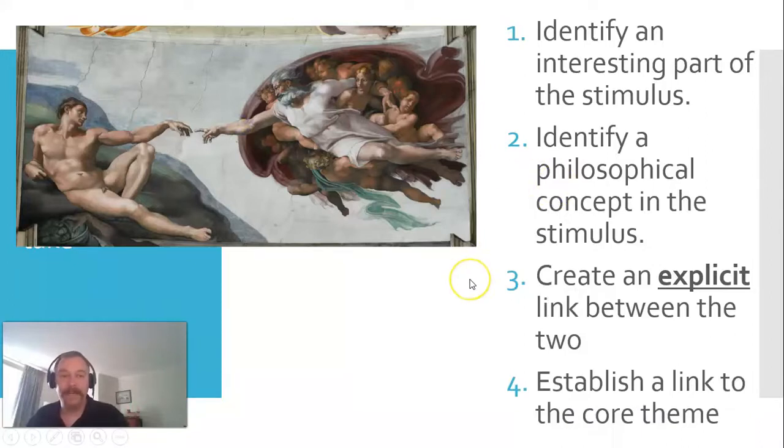And then we establish a link to the core theme. All right, so the link to the core theme would be, well, if human beings have reason, well, that seems like a distinctly human characteristic, which means that it would make sense if we found out if reason, being a distinctly human characteristic, is divine.